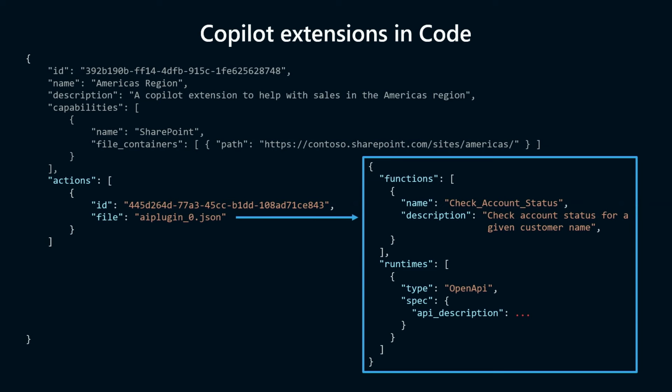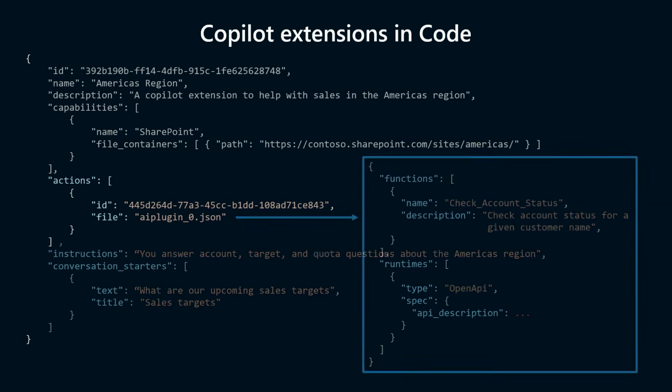So in this case, I have this action, check account status for a given customer name. And that description we use to give Copilot to start reasoning about, well, when do I actually need to provide account status? And so if somebody asks about it, maybe I need to bring that data in, it's going to call this particular action. So it's a pretty simple thing.